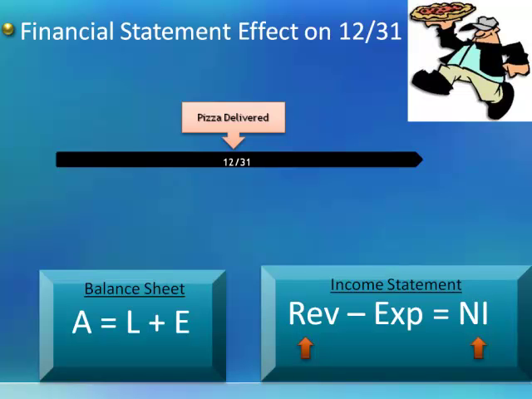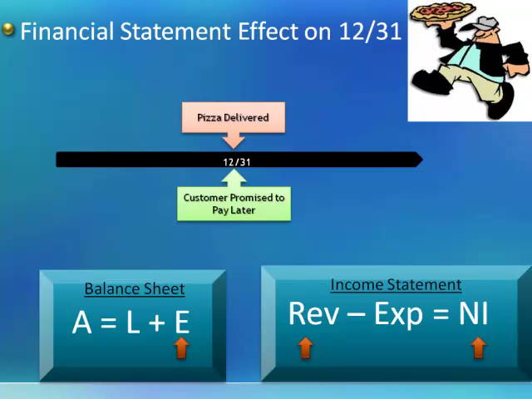Recall that net income is part of retained earnings. Retained earnings is part of equity, so equity increases. Anytime there's a change in net income, there's also an equal change in equity. The other thing that happened is the customer promised to pay later. Although we're not receiving cash, we're receiving a promise to receive cash in the future.